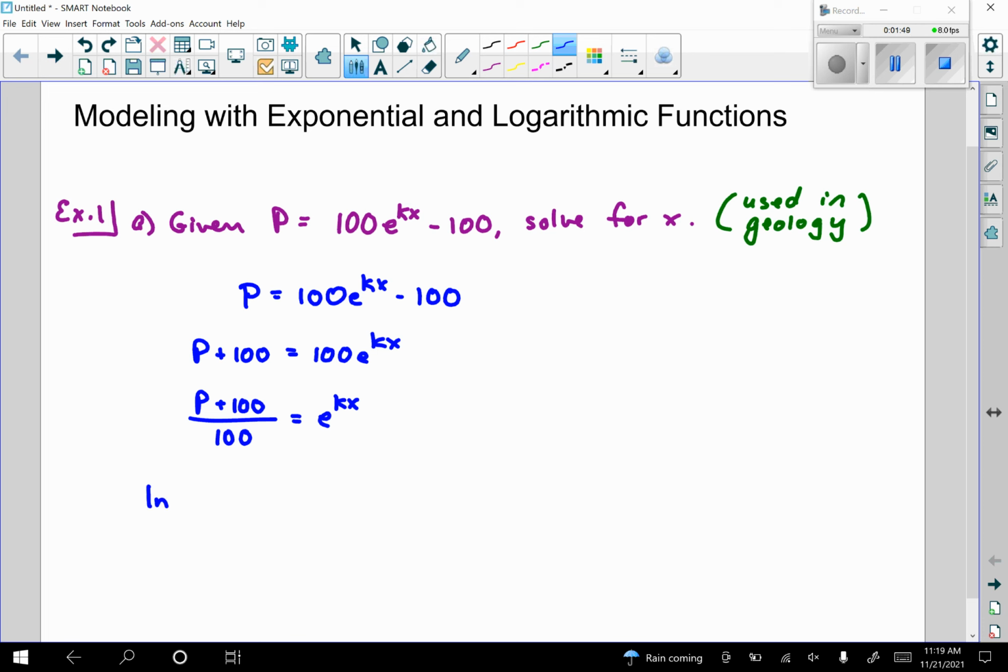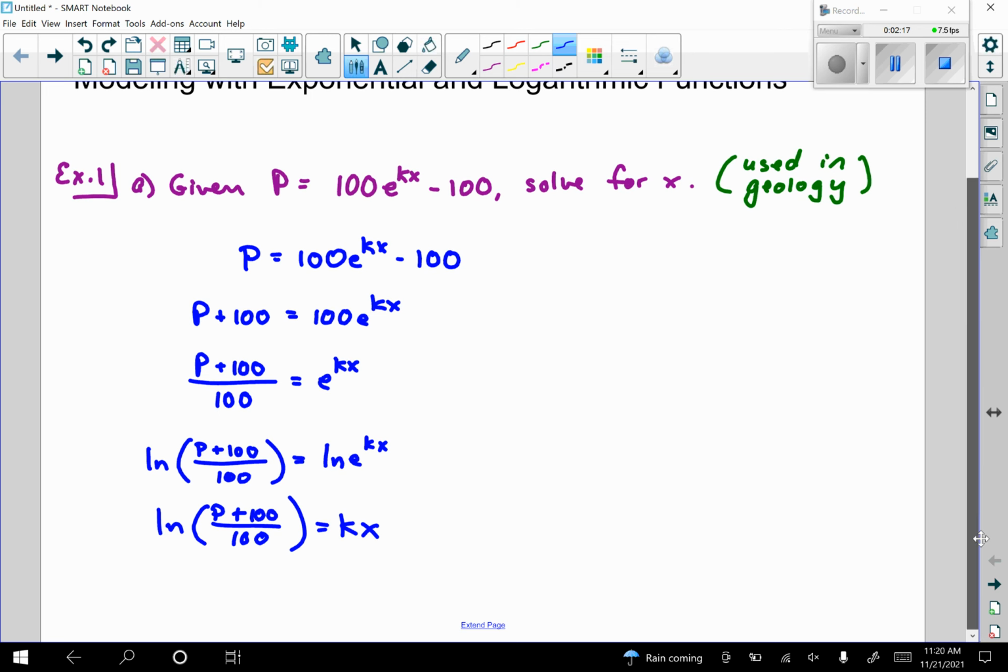So we have the natural log of this left side, this quantity here, is going to equal the natural log of e to the kx. Two things can happen. We know natural log and e cancel out, and we're just left with kx, or we could bring down the kx in front, and then the natural log of e turns into 1. Either way, our next step is to show this will just equal kx. And now to get x by itself, we have to divide both sides by k.